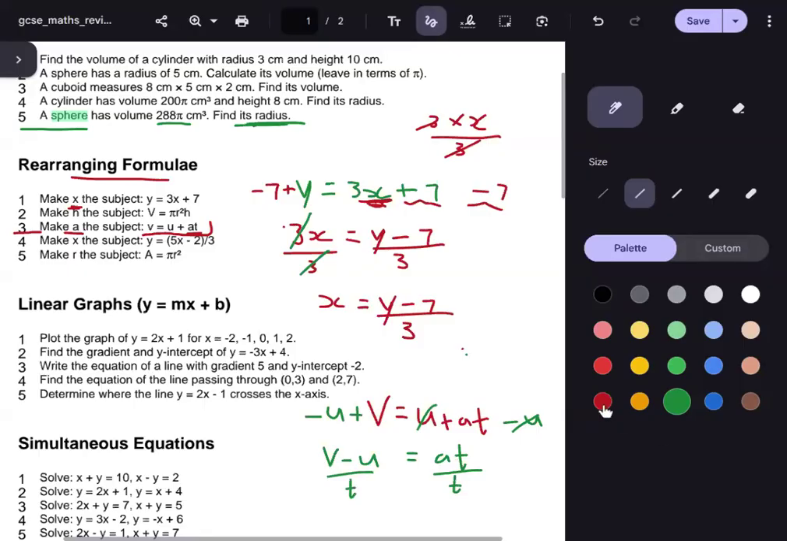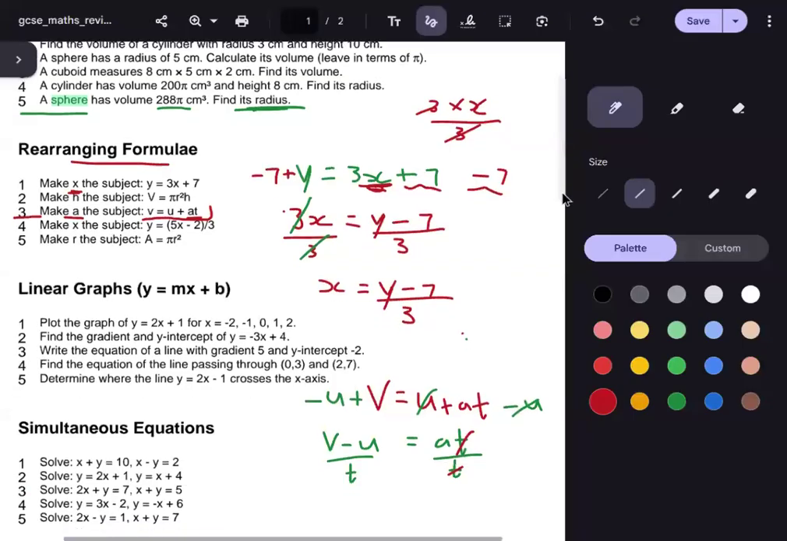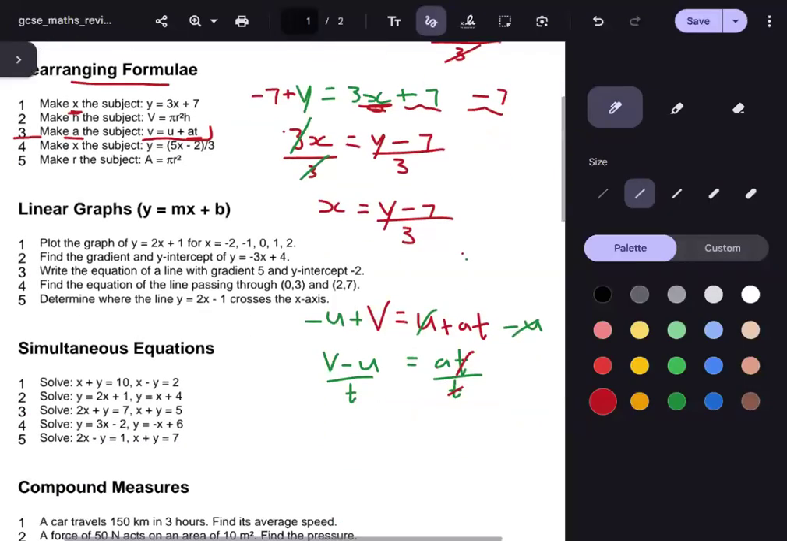So when we divide, the t and the t cancel out. Whenever something is being added, you can subtract to get rid of it. Whenever something is being multiplied, you can divide to get rid of it. When you're changing the subject or rearranging the formula, you use the opposite operation, right? So t and t cancel out and you're left with a. So a is equal to v minus u divided by t.